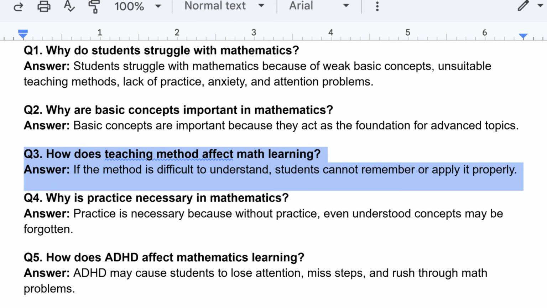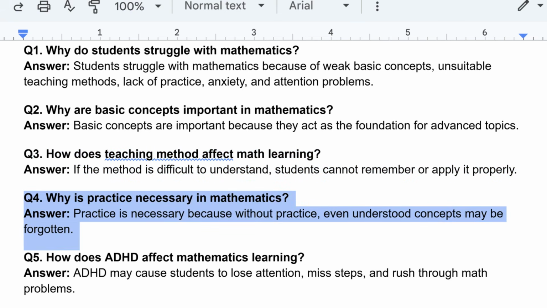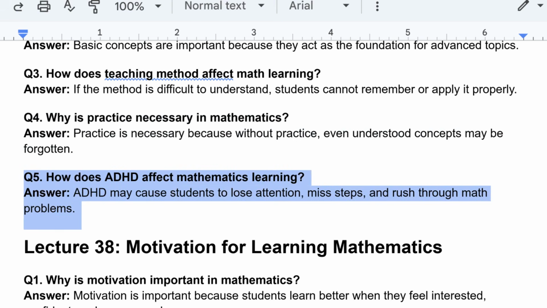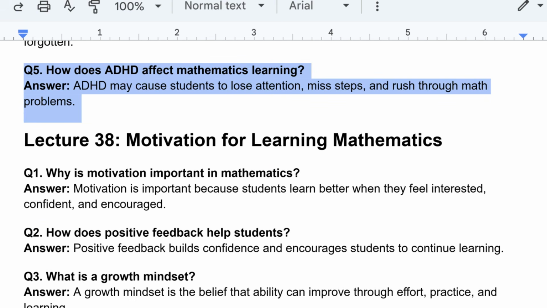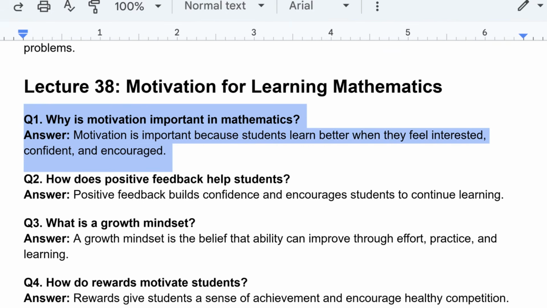Why is practice necessary in mathematics? Practice is necessary because without practice, even understood concepts may be forgotten. How does ADHD affect mathematics learning? ADHD may cause students to lose attention, miss steps, and rush through math problems. Why is motivation important in mathematics? Motivation is important because students learn better when they feel interested, confident, and encouraged.